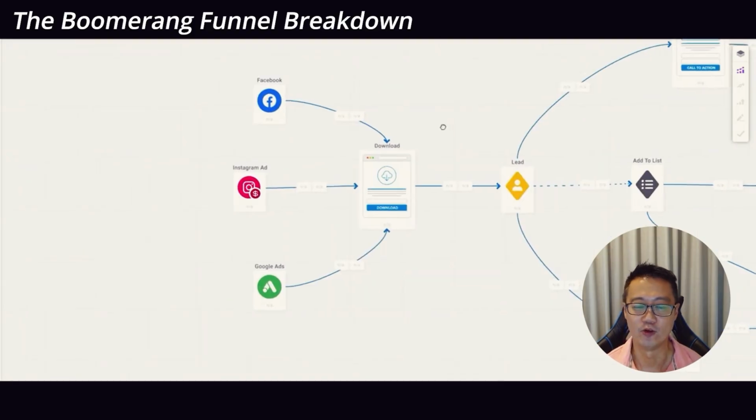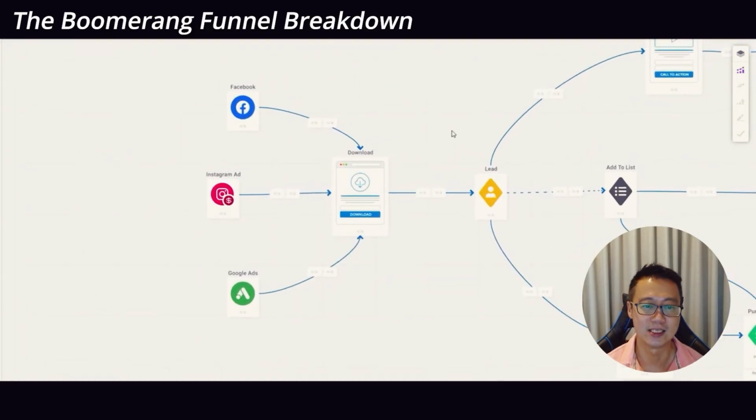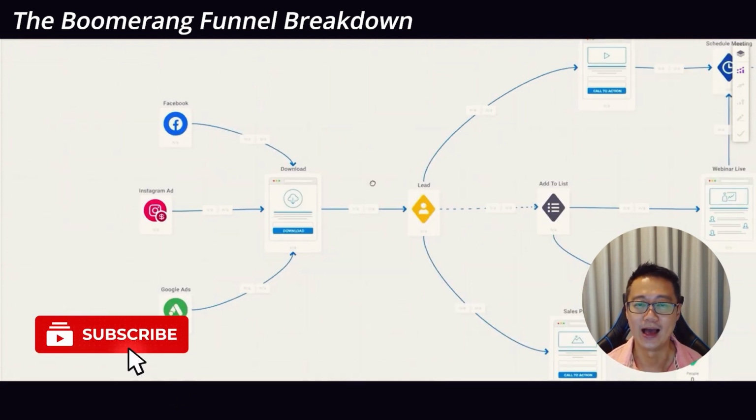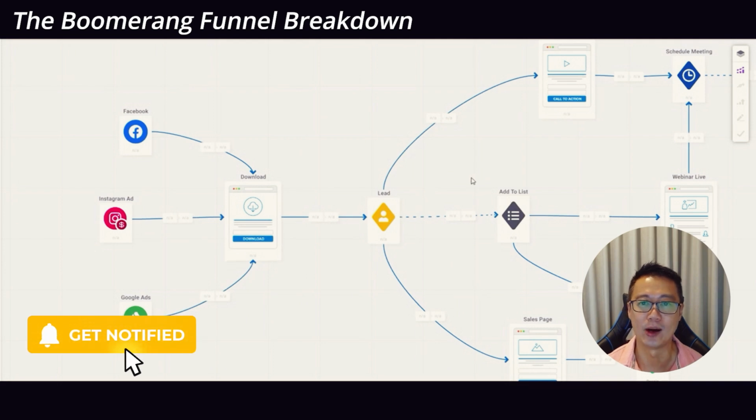So here, if you can see my screen, we want to drive traffic from Facebook, Instagram, Google, or whatever traffic source to that landing page where we capture the email address and their phone numbers. Once they have downloaded that report, they get added to our email list. That's pretty standard stuff for lead magnets.